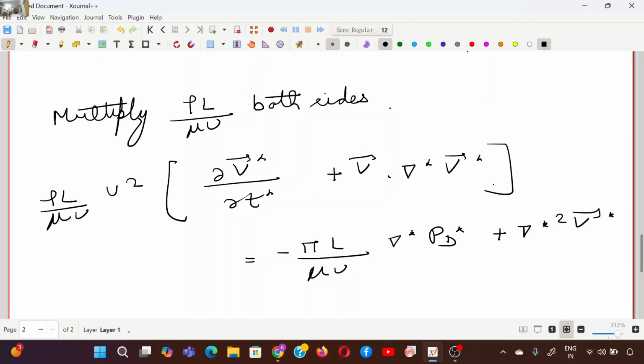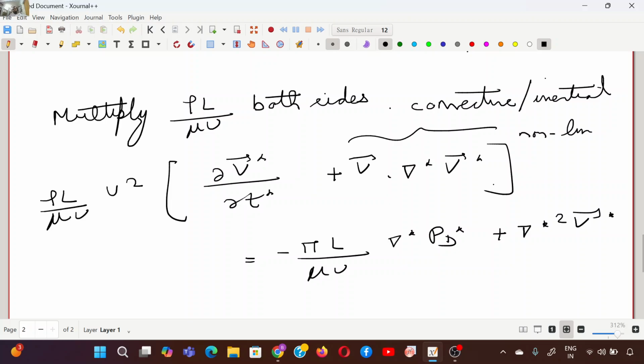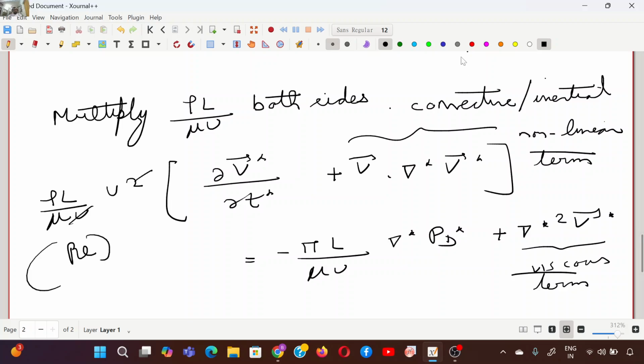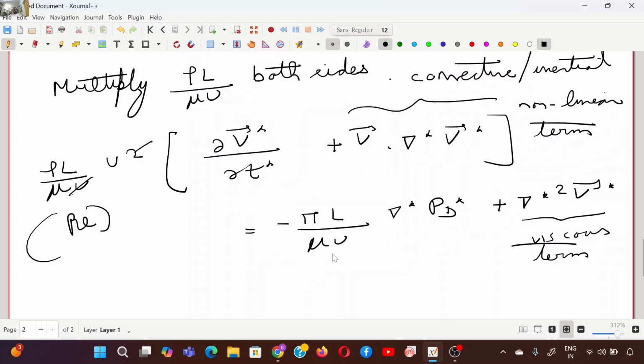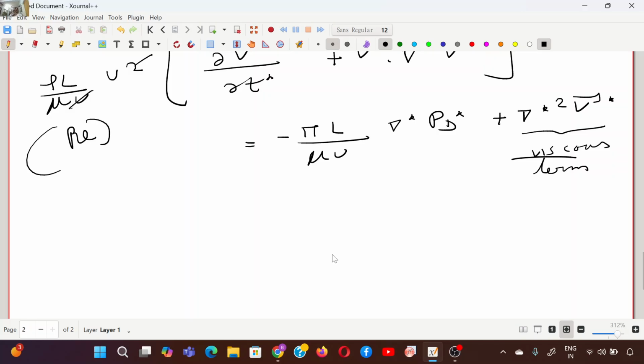This is what you're getting, right? So basically, what is this? This is the convective or inertial nonlinear term. This is the viscous term. And what is this? Rho L U by mu. So this is the Reynolds number, right? So basically, you're getting Reynolds number into substantial derivative dv star by dt star is equal to minus pi L by mu del star pd star plus del star square.